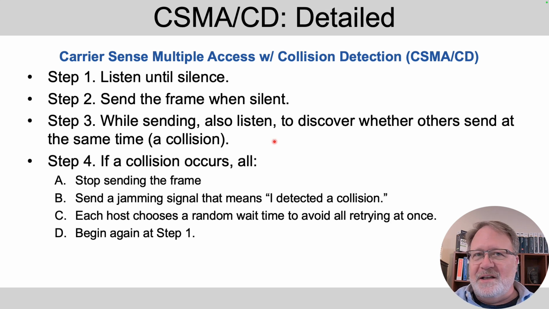Now, here's a more detailed version that gives most of the steps, but it's the same idea, just in more detail. Listen until silence. In those days, Ethernet, when nothing was being sent, there was no electricity on the cable. So send the frame when the LAN was silent. Then when sending, also listen. Then if a collision occurs, once the collision is detected, you've got this process here at step 4 that says stop sending, send a jamming signal that's kind of like, hey, everybody, we had a collision, back off. And then the hosts that caused the collision wait a random time, each hopefully a different random number. They each pick a different random number, and then try again.